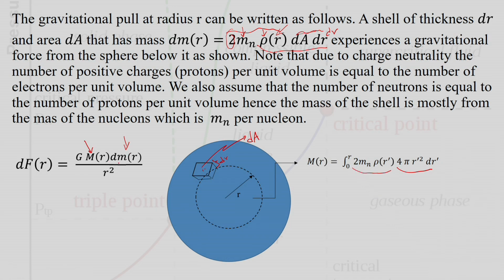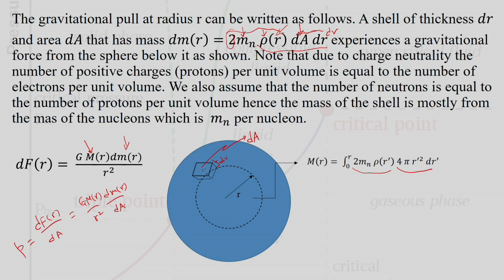So, the force is G M(r) dm by r squared, where dm is the mass in the box. Now this is the force, but you know that force per unit area is pressure. So, what I have to do is divide by dA. dF by dA is my pressure. So, I am going to calculate dF_r by dA, which is my pressure, and I am going to end up getting this answer.